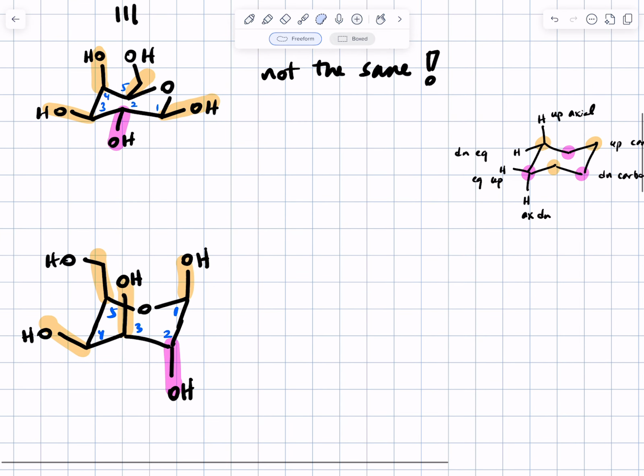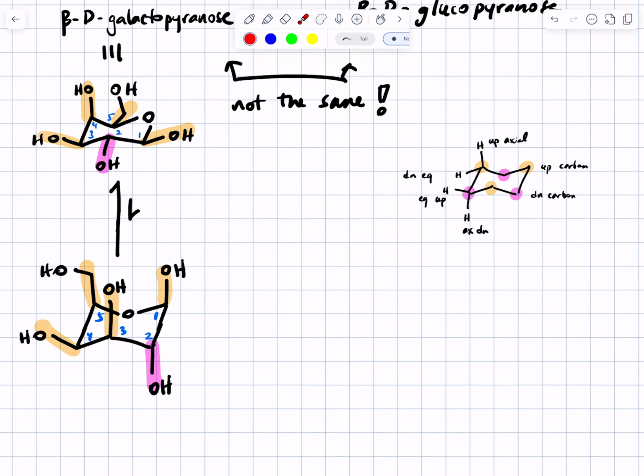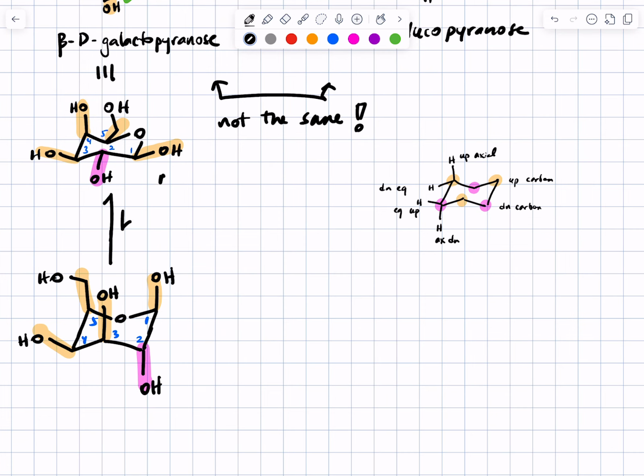But what was axial became equatorial, and what was equatorial became axial. And the molecule, it just so happens that the one we drew at the first is the most stable chair because it's got the most stuff equatorial.